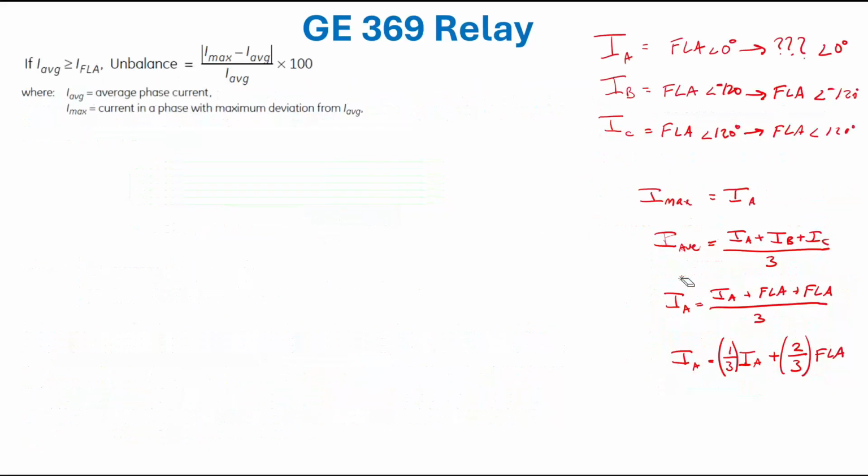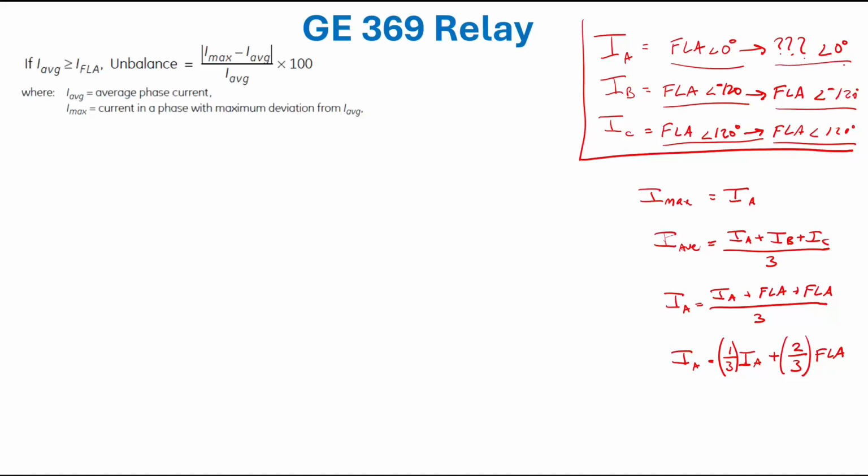And so I've already started out writing some things out here. So remember, the way that we're going to do this is all three are going to start at FLA at their respective angles, and B and C are going to stay where they are, but A is going to ramp up to some magnitude that we need to figure out. So what does that mean? We have this equation over here.